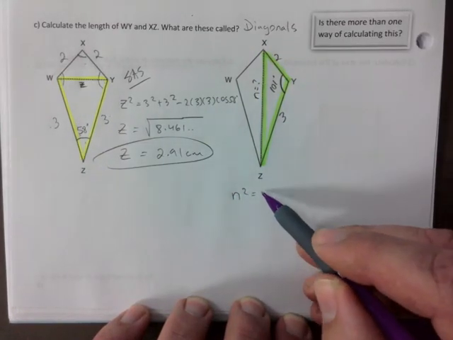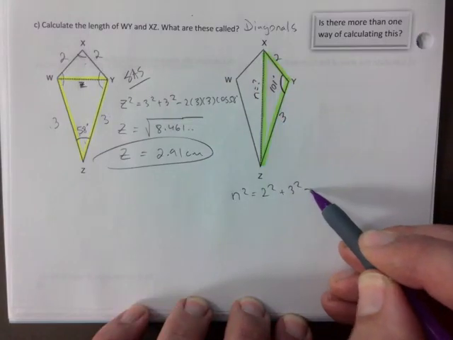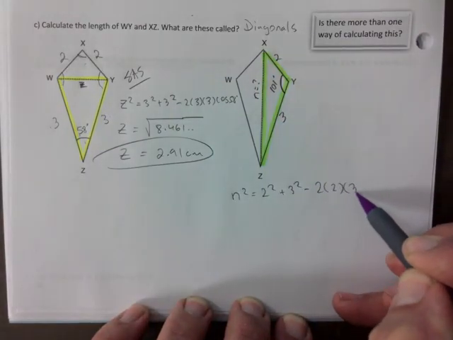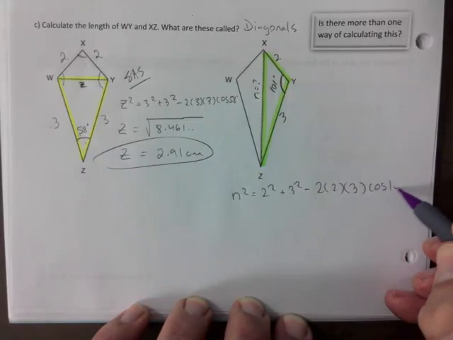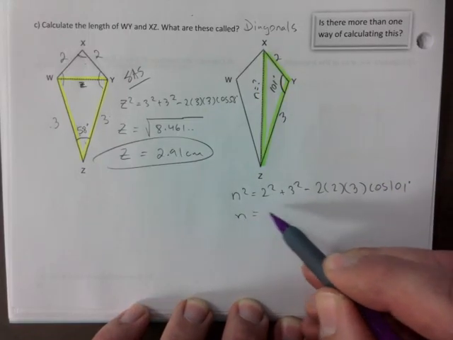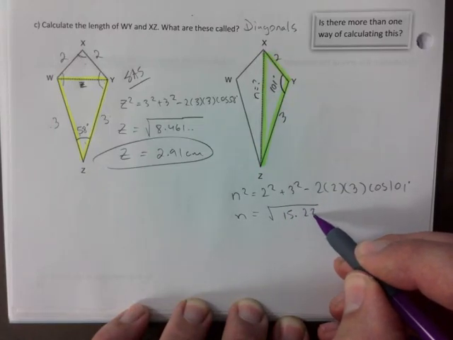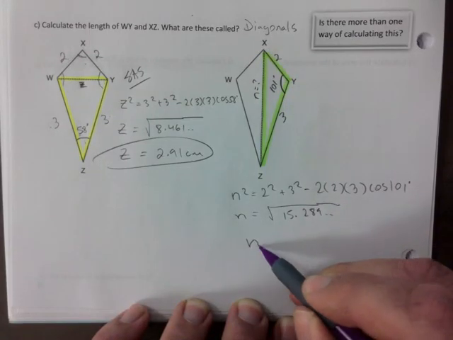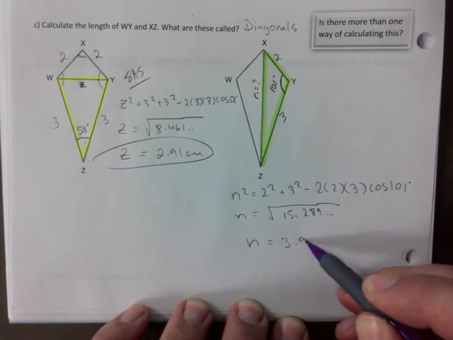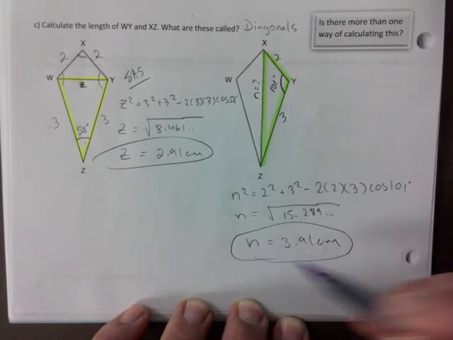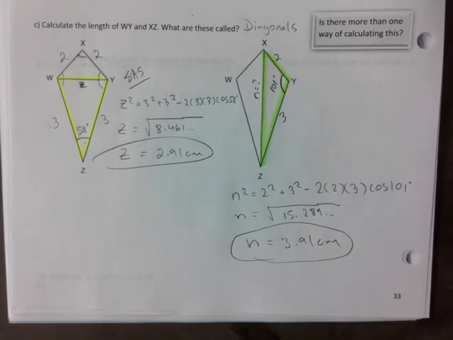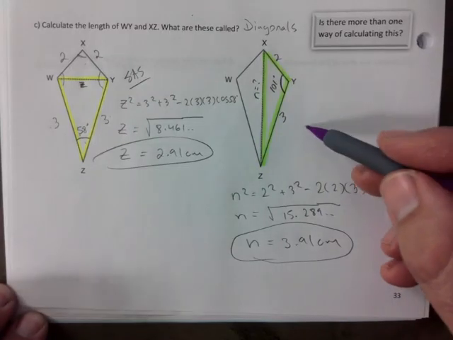N squared, 2 squared plus 3 squared minus 2 times 2 times 3 times cosine of 101. That gives you 15.289 and something, which in turn gives you 3.91 centimeters. There you have it. So you solved for the long diagonal and the short diagonal just like that. By the way, this was SAS again.